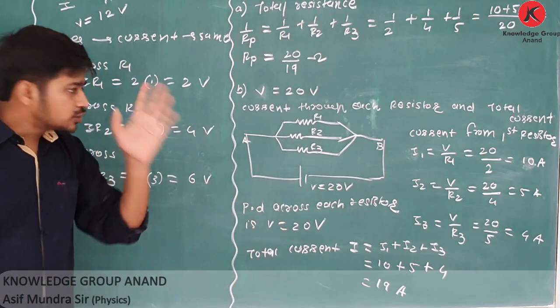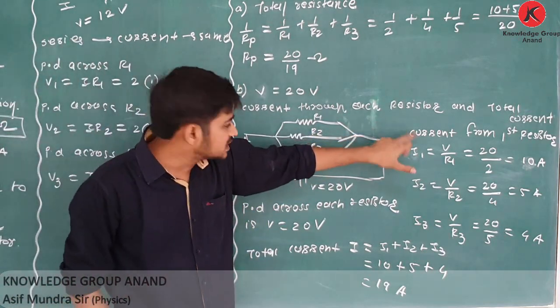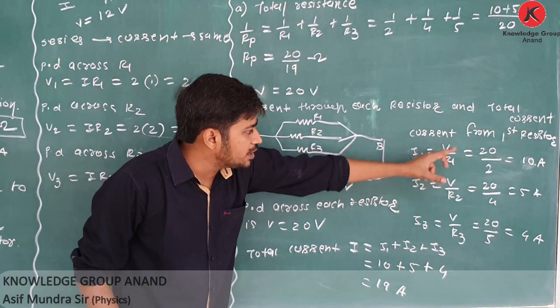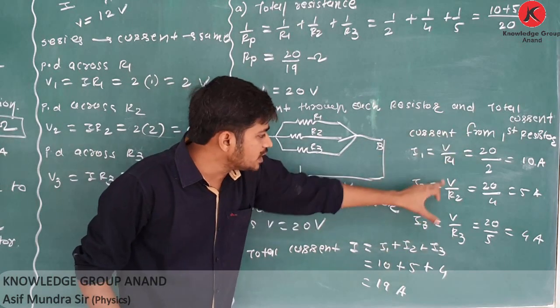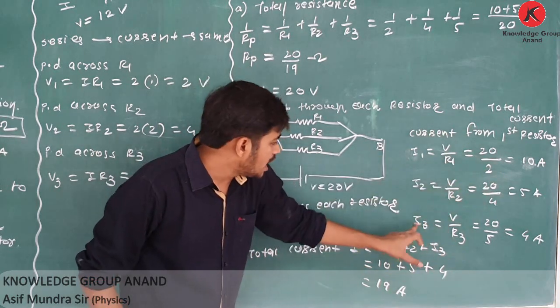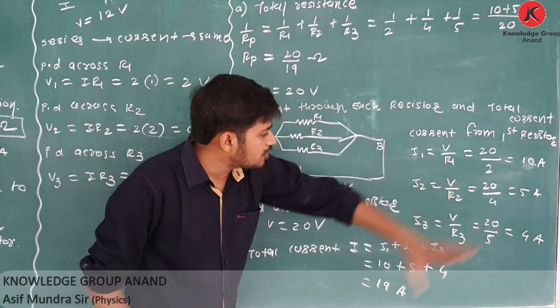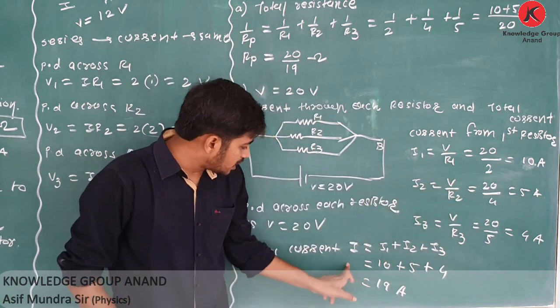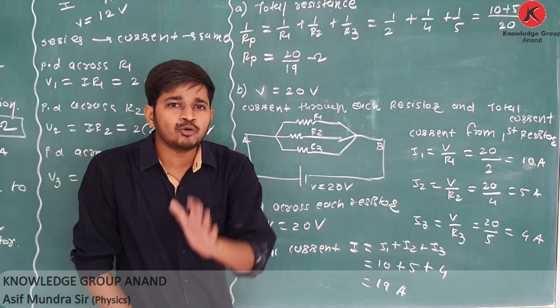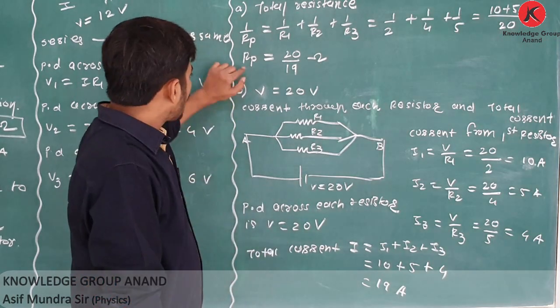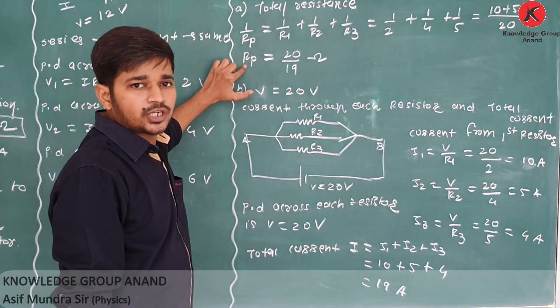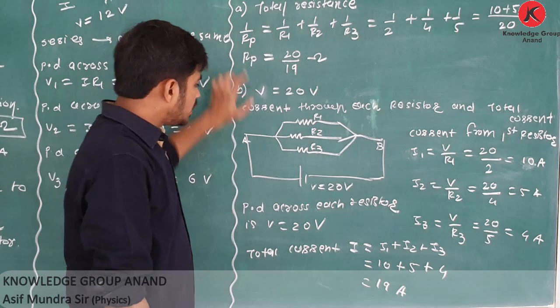Clear about this? So current from the first resistor, I1, is V upon R1, 20 by 2, it is 10. I2 is V upon R2, 20 by 4, it is 5. I3 is V upon R3, 20 by 5, it is 4. Clear? Total current is equal to 19 ampere. Now how to verify your answer? See, what is the total resistance RP? 20 upon 19.